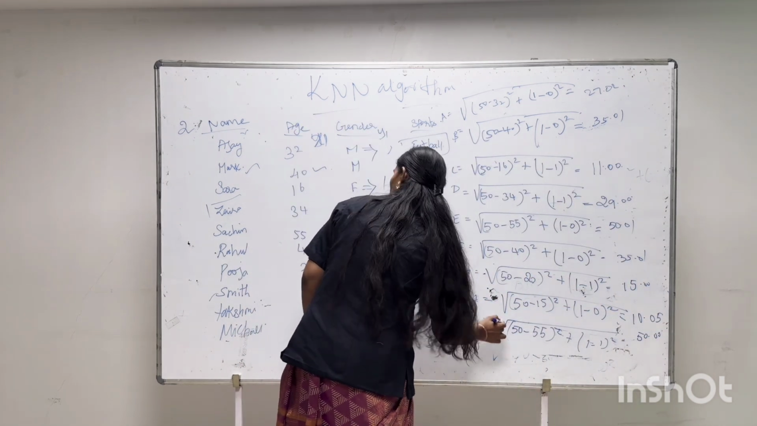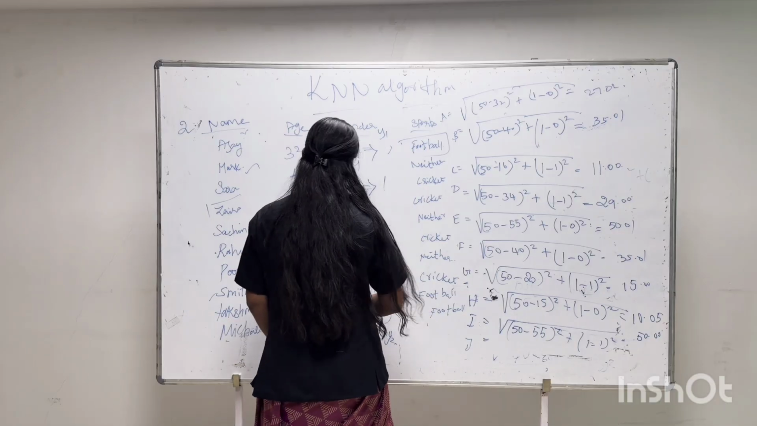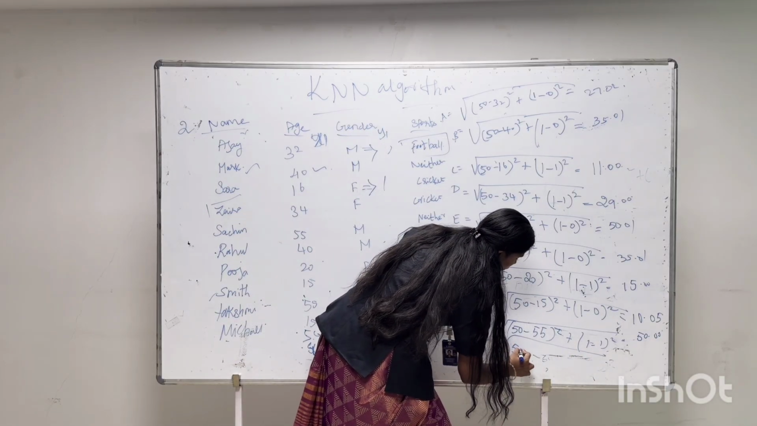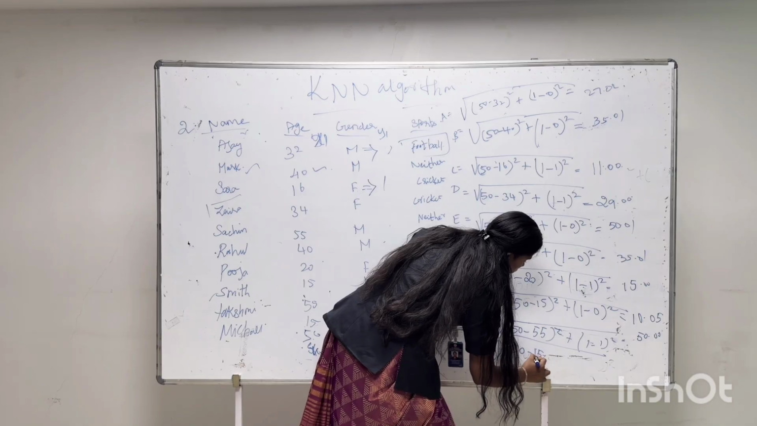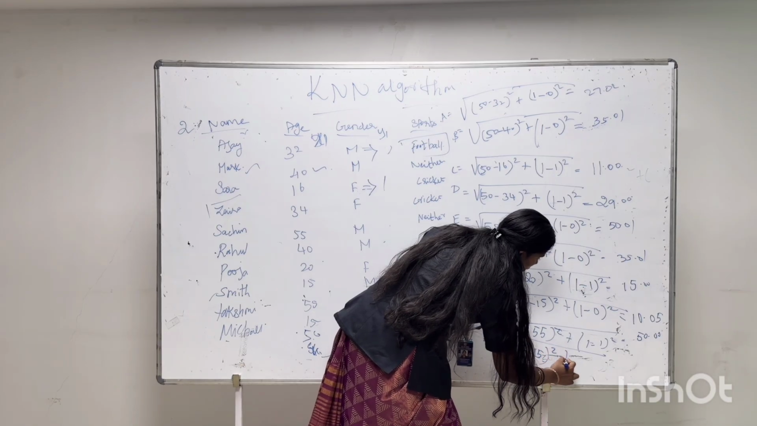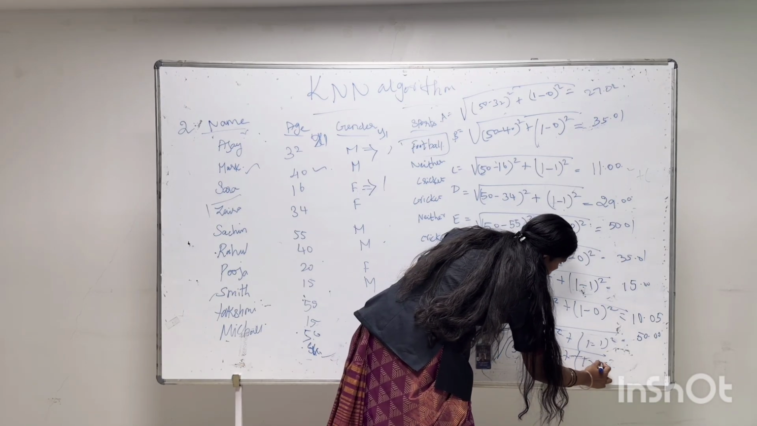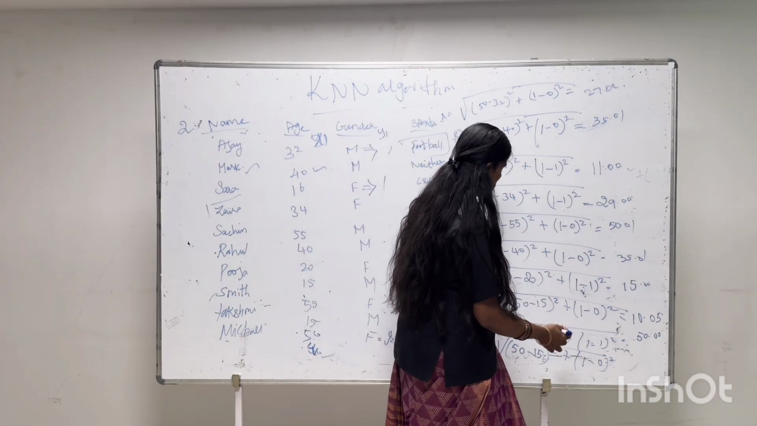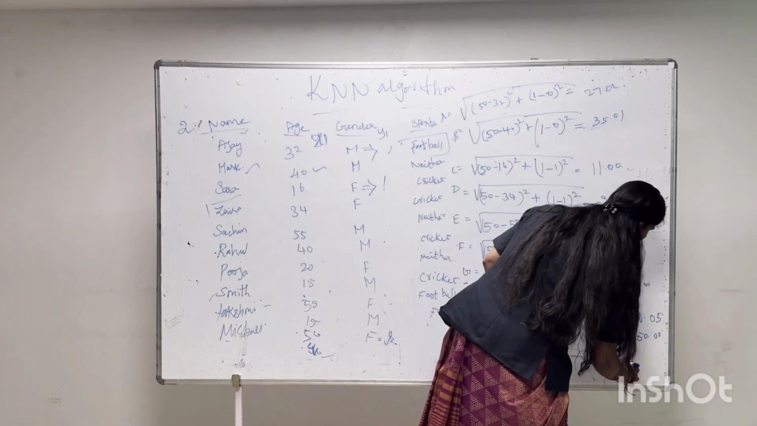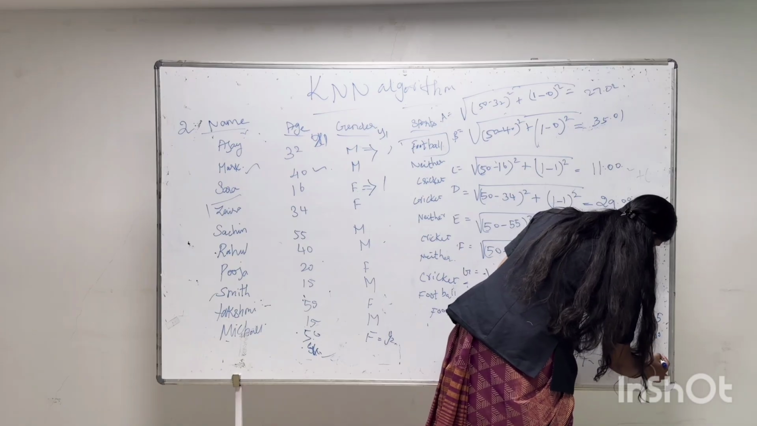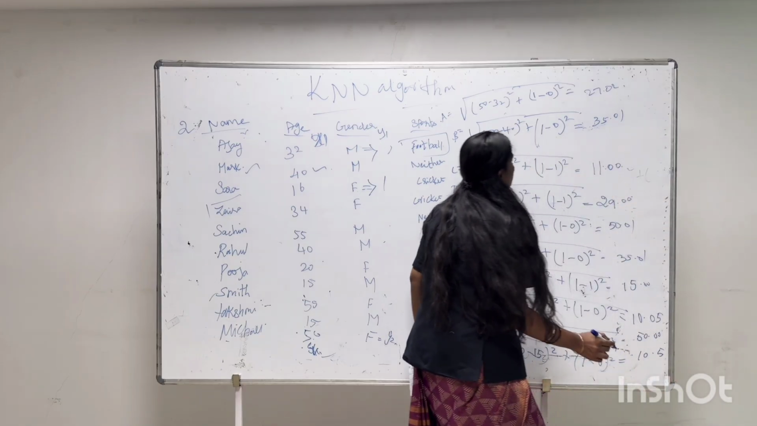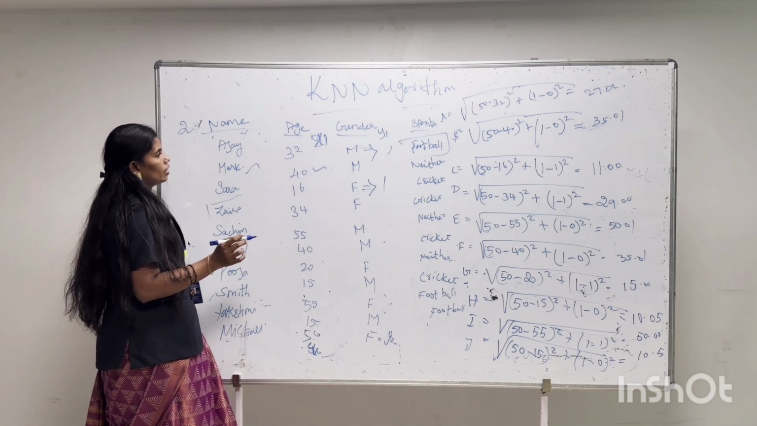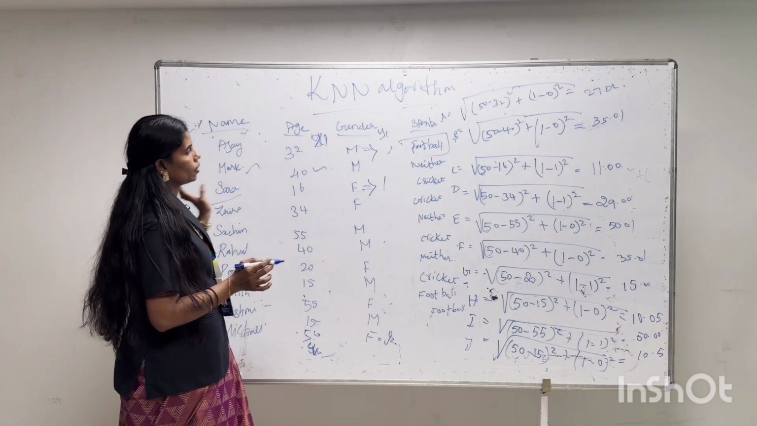Next we are going to find for Michael. The Michael age will be 50. For the x2 value it is 50 minus 15 whole squared plus 1 minus 0. For the male we are given the value, assume the value as 0. After that, the square root, the value will be 10.5. So we have calculated all the values with the help of the Euclid distance.